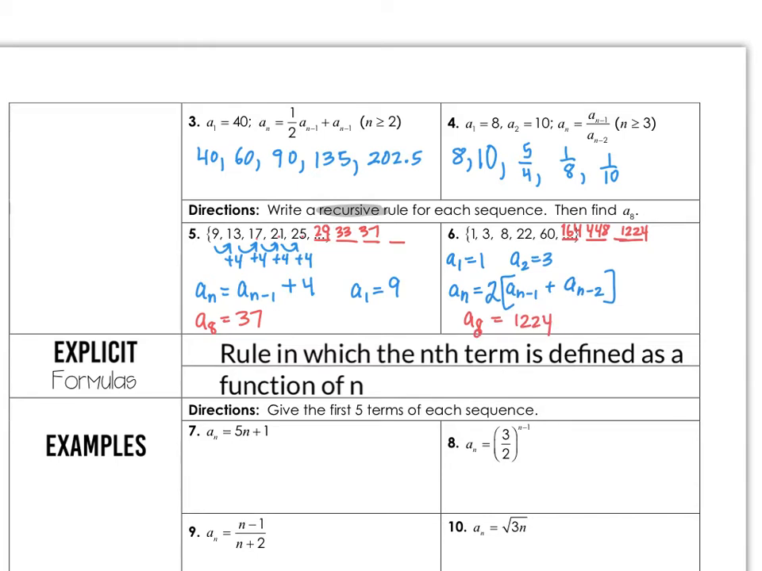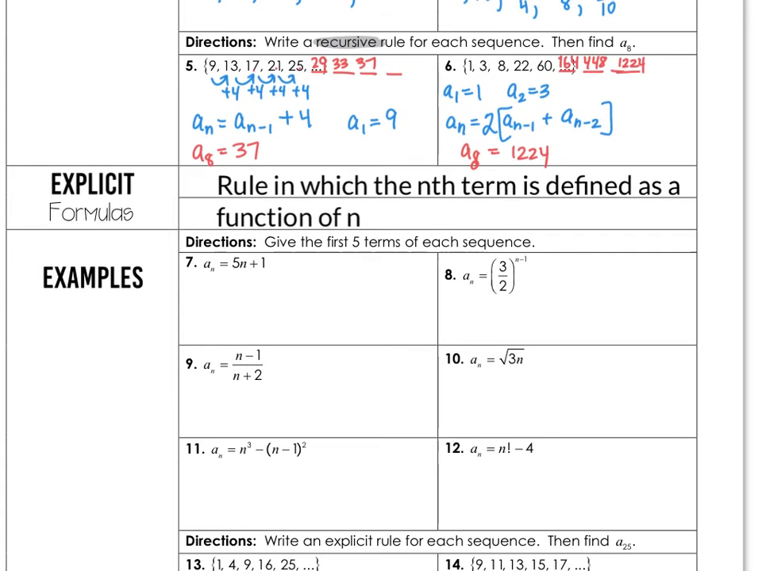All right, now the explicit formulas. I like the explicit formulas much better. I think it's a little bit easier to understand. And basically it's very, very similar. So the explicit one is when the nth term is defined as a function of n. So notice a sub n on this number 7 is 5 times n plus 1. So you always start with n as 1.